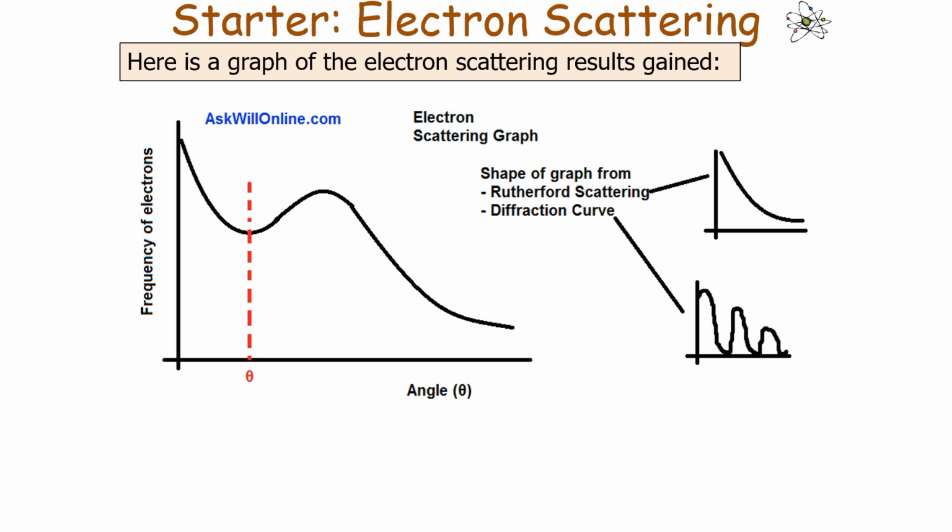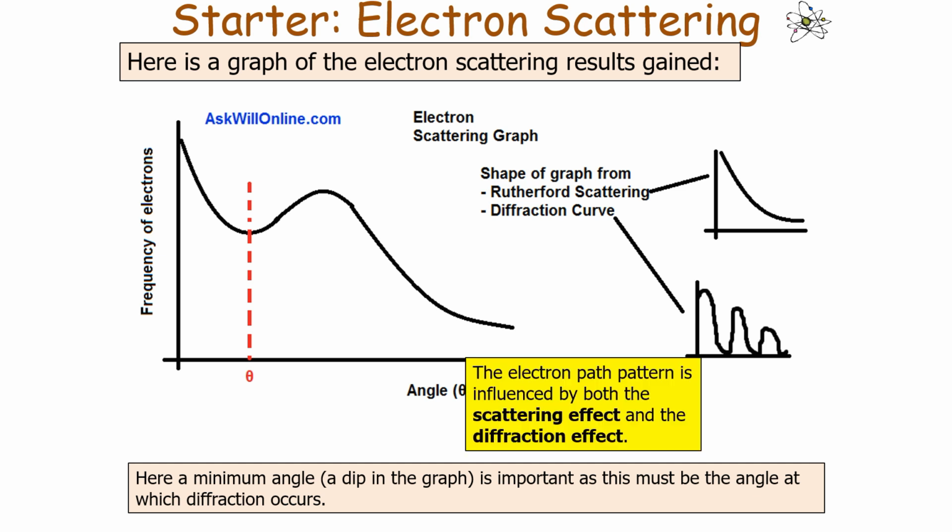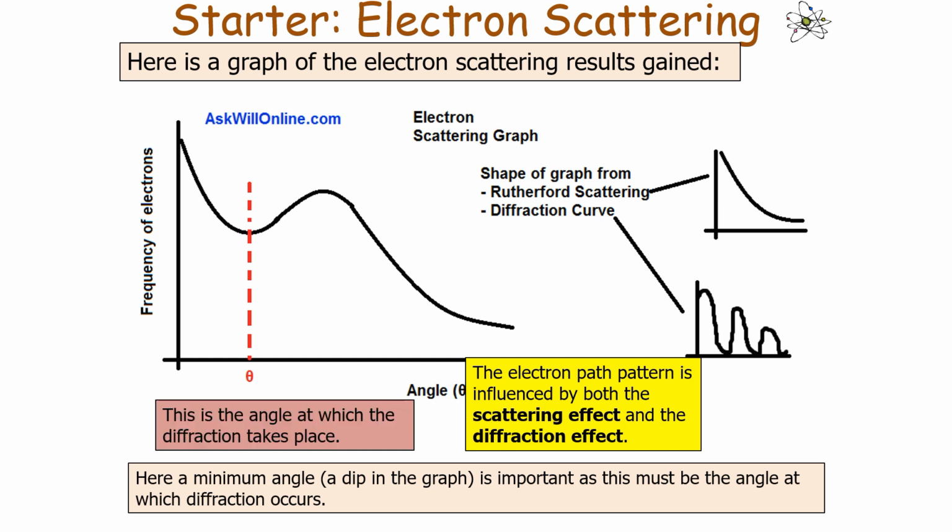So here we can see a graph of the electron scattering results gained when we fire electrons through our graphite structure. Now you'll notice the minimum angle, which is the dip in the graph, is important, as this must be the angle at which diffraction occurs. You get this shape because our pattern is influenced by both the scattering effect, which is our curved line at the top right hand side, and our diffraction effect, which is our number of bumps or peaks, shown in the bottom right hand side. So this indicates to us that the first minimum is the angle at which diffraction takes place.